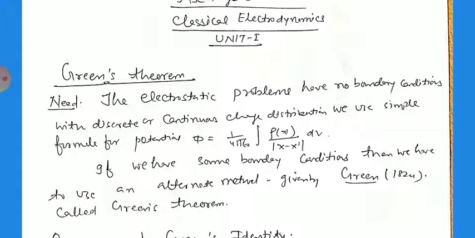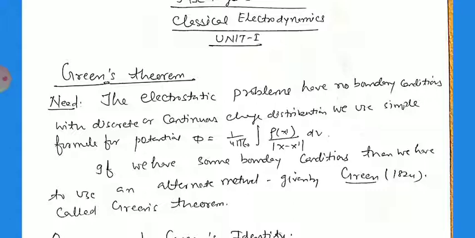So, as per we know, in electrostatic problems, if there is no boundary conditions and the charge distribution is the discrete or the continuous, then to calculate the potential, we can use the simple formula, the phi equal to 1 by 4 pi epsilon naught integration of the rho x dash dV divided by |x minus x dash|, where source is in form of the volume charge distribution at x dash and the observation point at x.